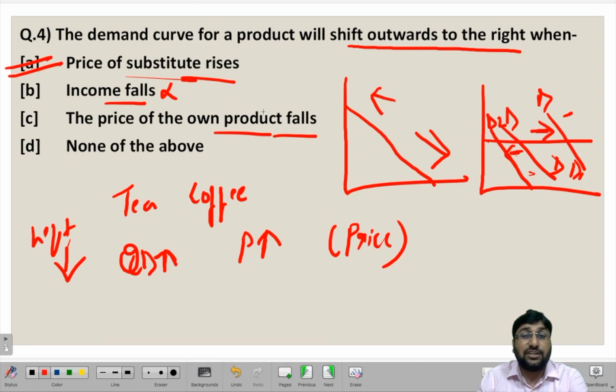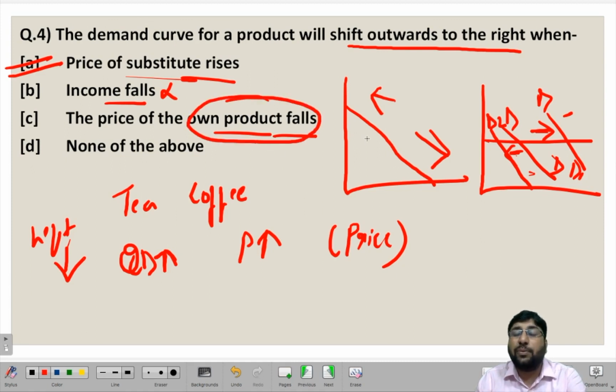Now since I have just told you that when we are relating to the price of the own product, it actually leads to movement along the demand curve and not the shift. So again, this is not the answer. The clear cut answer in this case is price of substitute rises. Whenever there is a rise in prices of substitute goods, the demand would rise for your own product. Hence there would be a rightward shift. So that's a clear cut answer in this case.